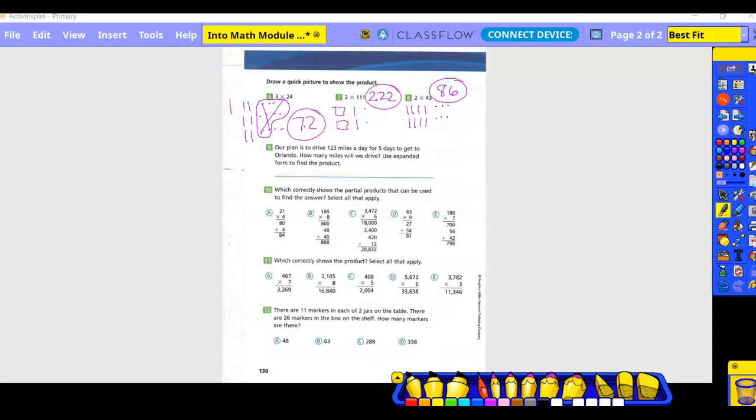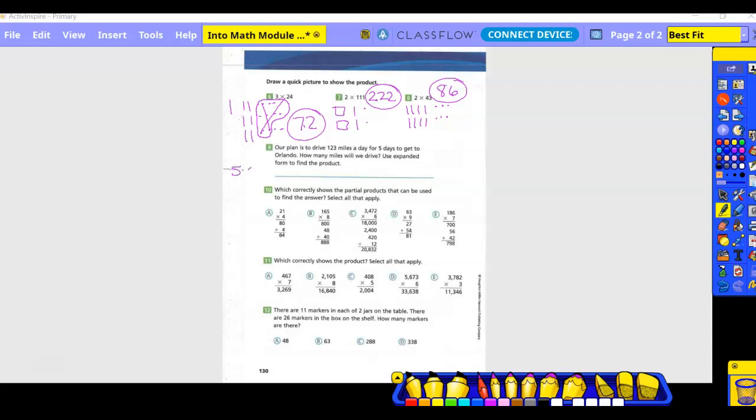Number 9, our plan is to drive 123 miles a day for 5 days to get to Orlando. How many miles will we drive? Use expanded form to find the product. So this could be either your box, right, guys? Or your distributive property where you pull it apart, right? So let's just do the distributive property.